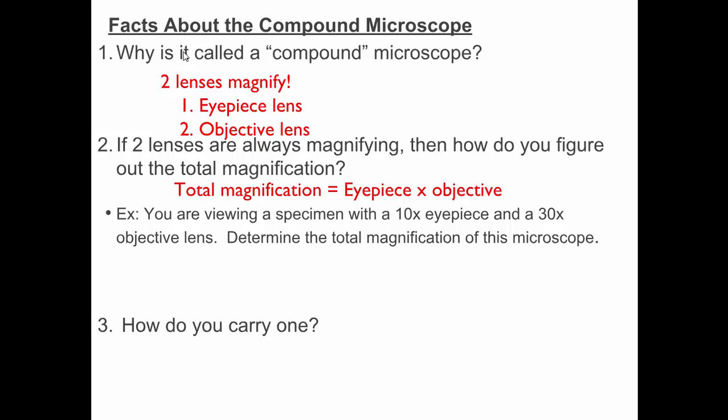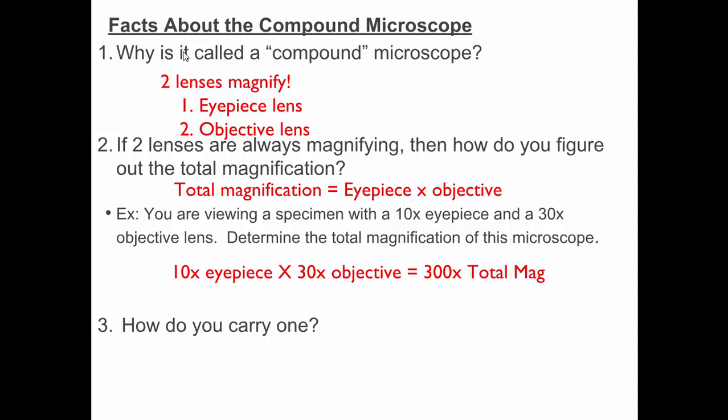No, you didn't. So if we are viewing an object and we have a 10x eyepiece and a 30x objective lens, obviously the total magnification would be 300x. That means the image we're seeing when we look through that microscope is 300 times larger than the actual size of that object.